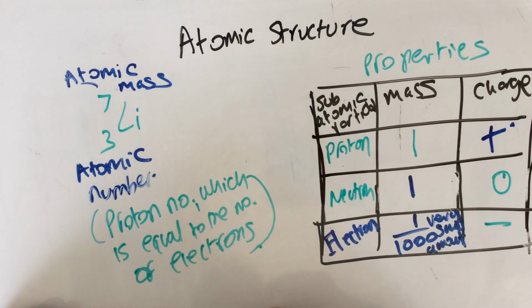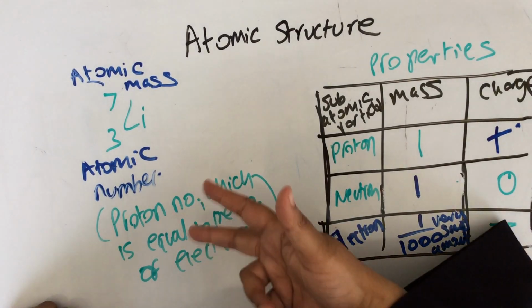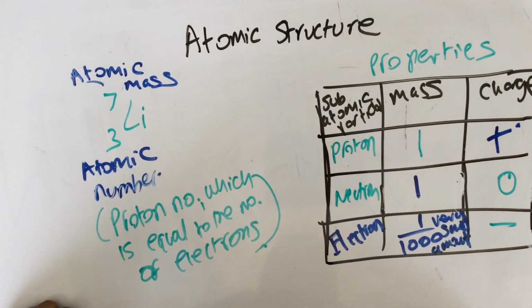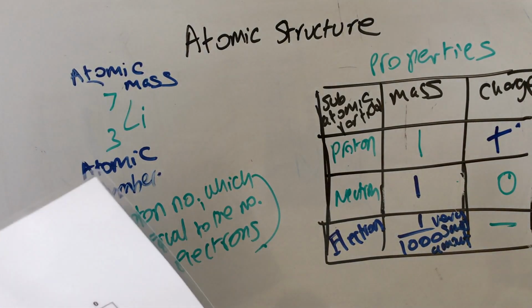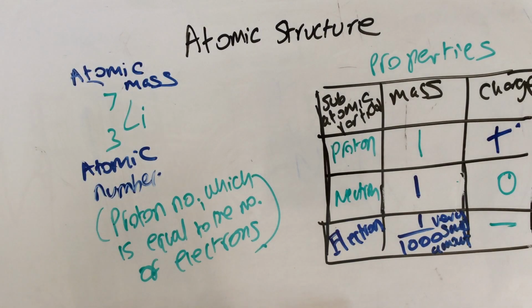I've shown you how to work out the protons, electrons, and neutrons for an element, and the example we used is lithium. I want you to now have a go at helium, and then have a go at some of the other elements and see if you can do them. Pause the video and have a go at helium.